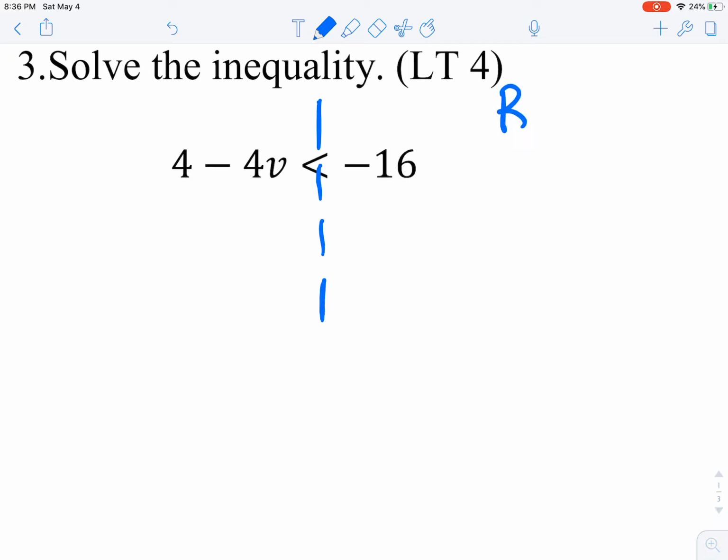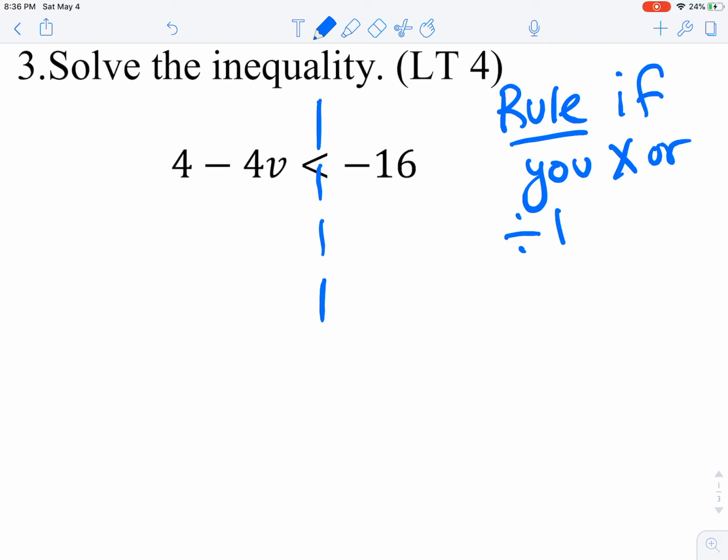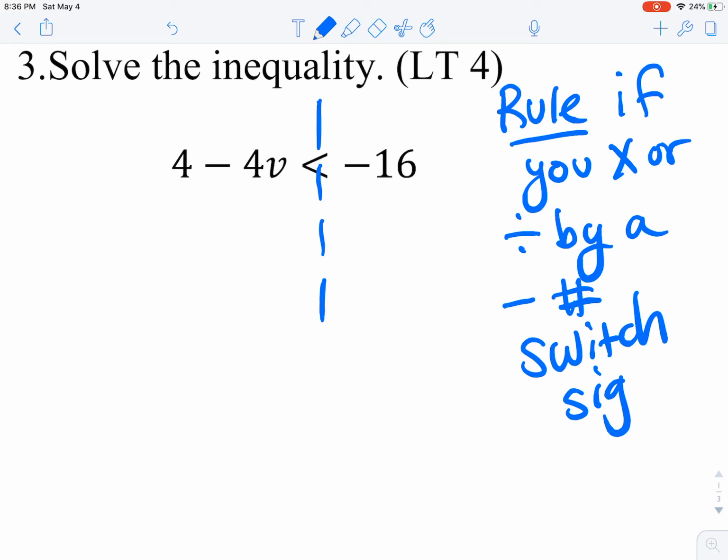One thing, well, it's really one rule. If you multiply or divide by a negative, you have to switch the sign. And that's really important, and it would be really helpful if you could train your brain to sound a little silent alarm, to tell you, oh my goodness, I just multiplied by a negative. What do I have to do? I have to switch my sign.